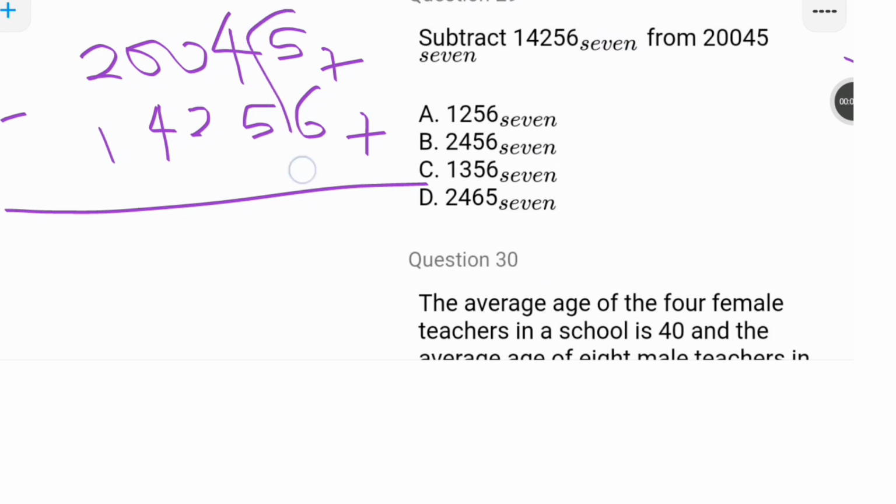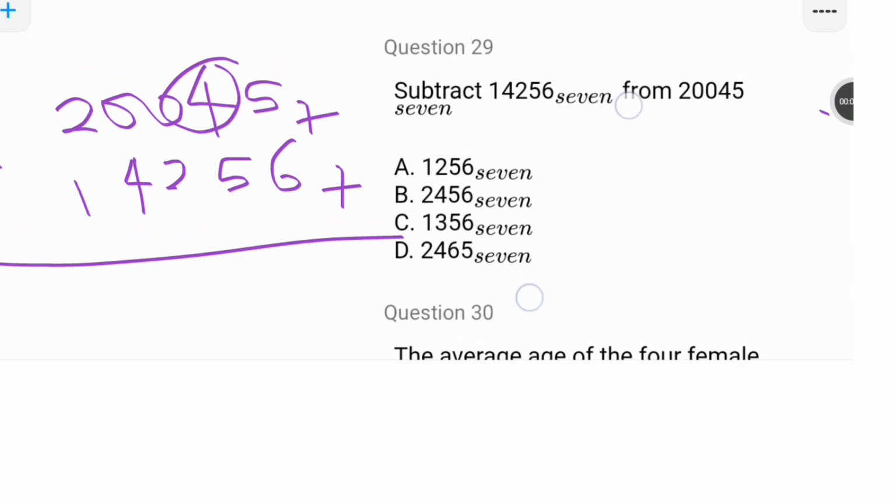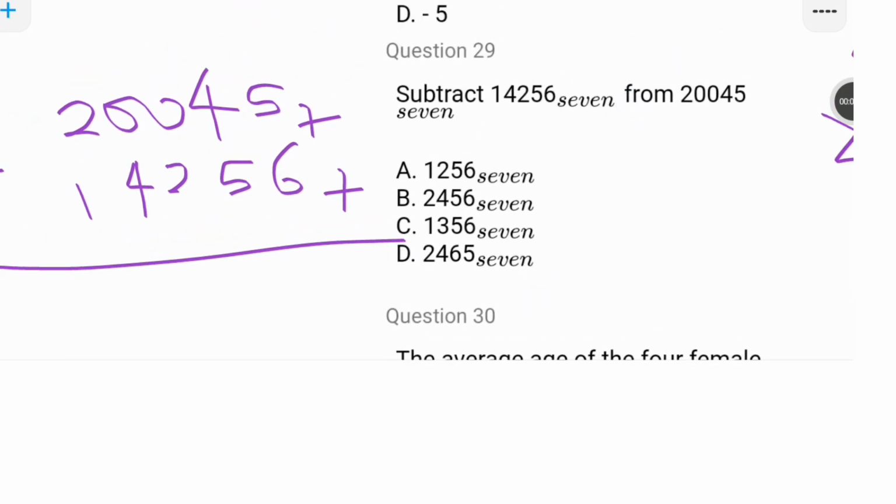So 5 minus 6 is not possible. So you need to borrow from this 4. If you borrow from this 4, it will now become 3. But that one that you borrowed, if you are bringing it to this 5, it will be 7. Why? Because you are in base 7. By the time you place it on this 5, it will now be 7 plus 5, which is 12. Then 12 minus 6. So that will give us 6 here.